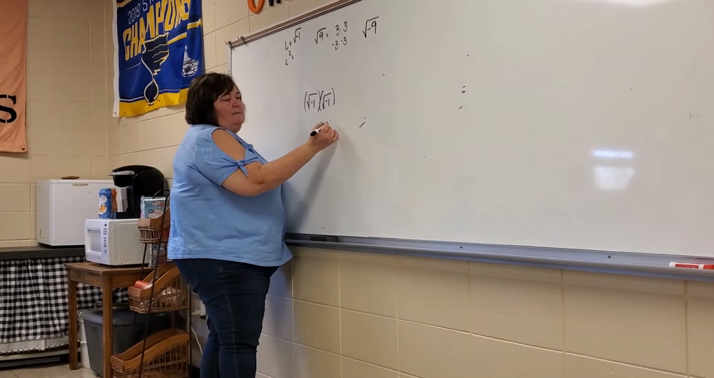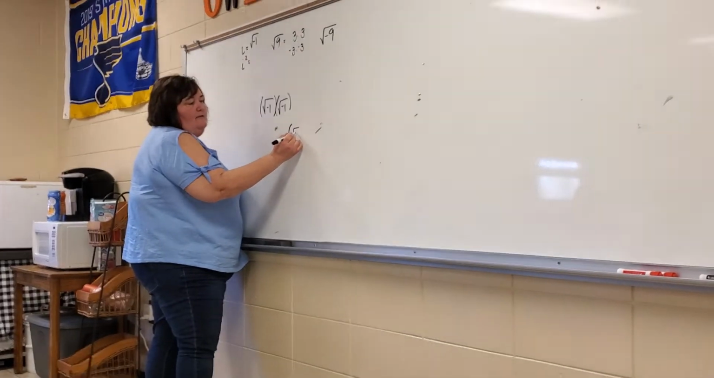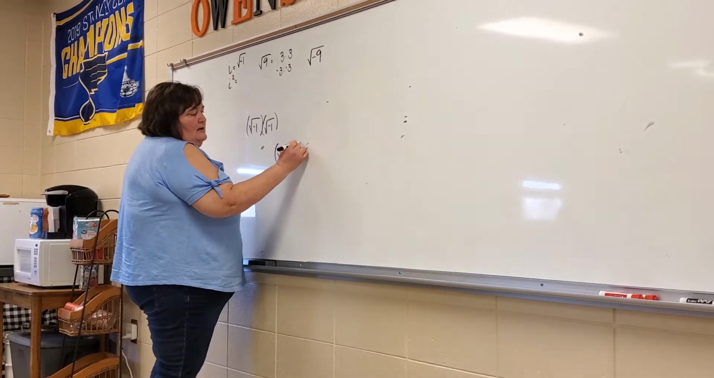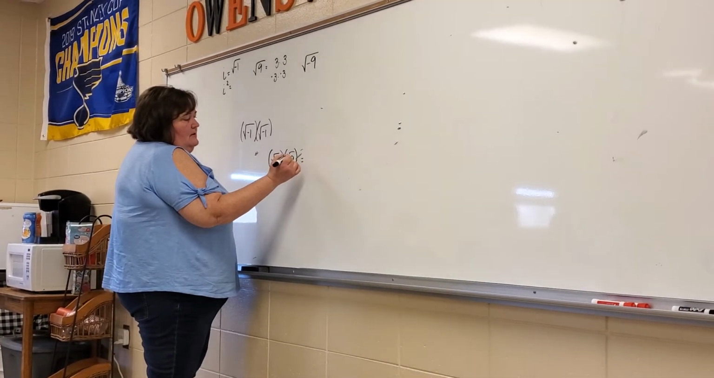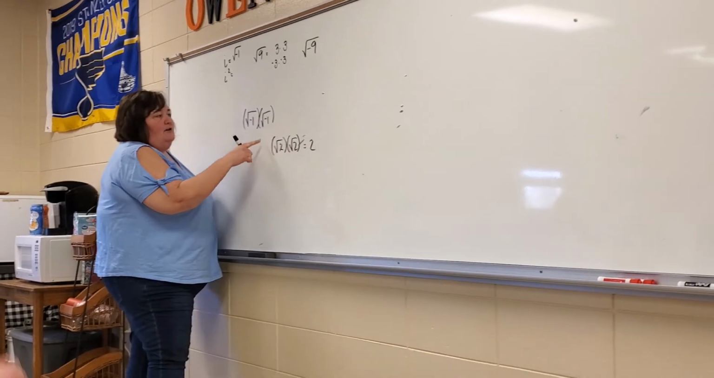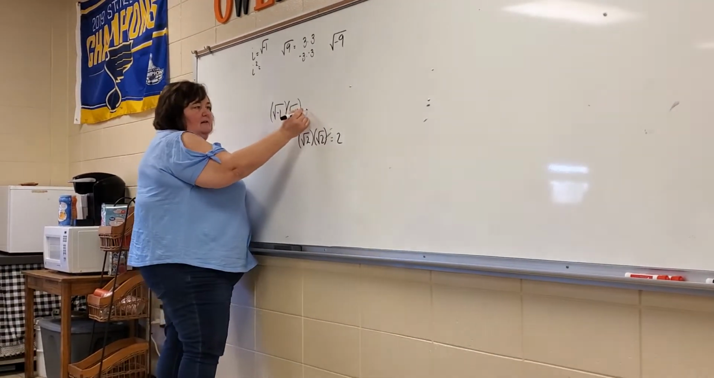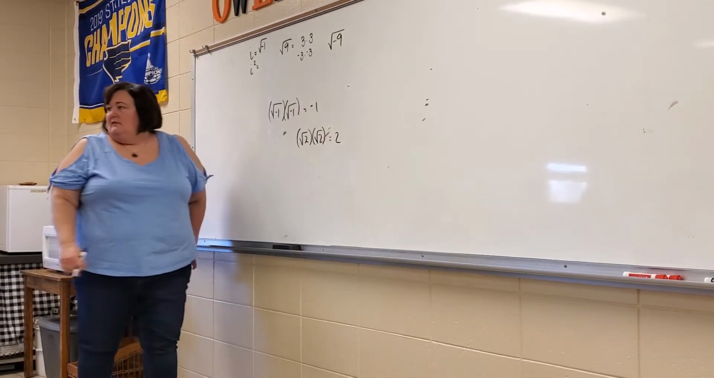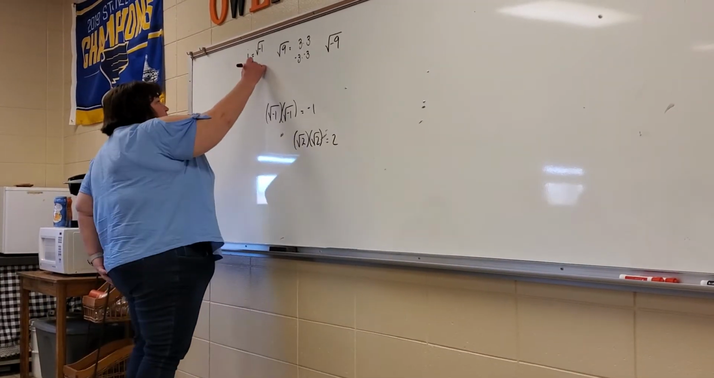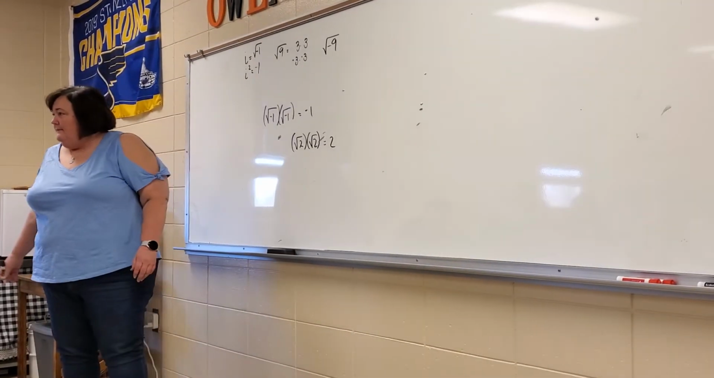Like if I do the square root of 2 times the square root of 2, I get 2. I just get what's underneath, right? So if you take the square root of this, you get negative 1. I squared is negative 1. Everybody good with that?